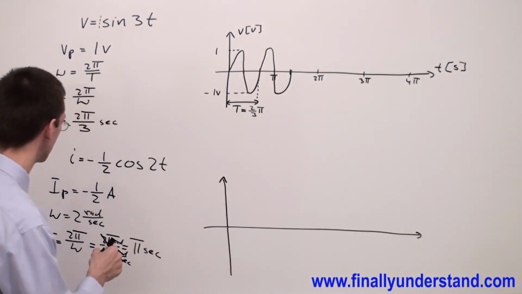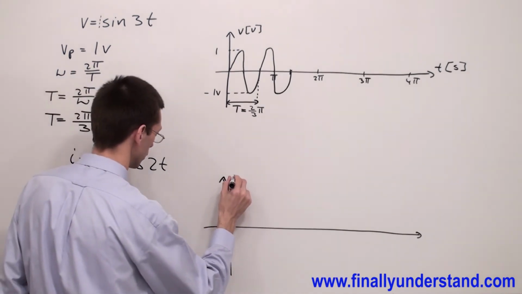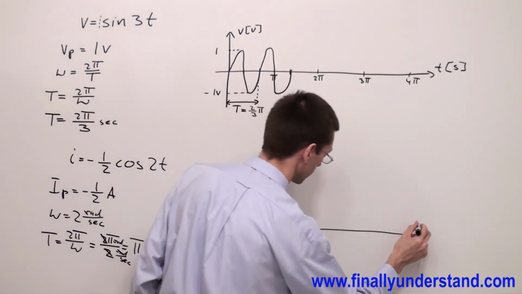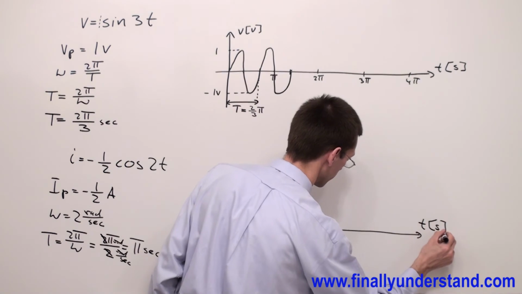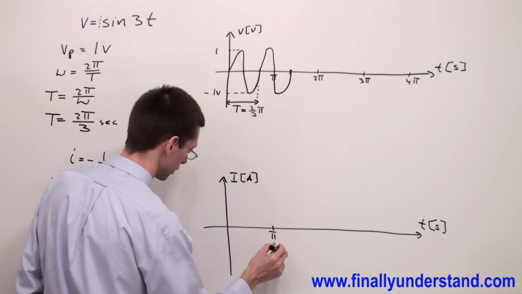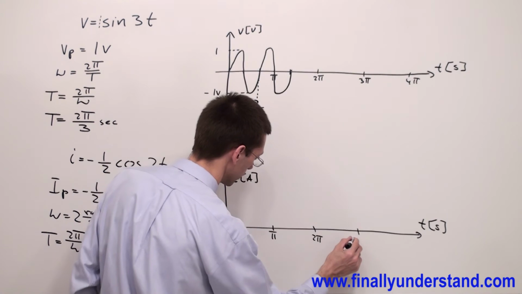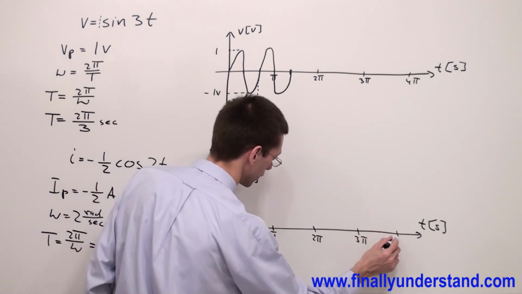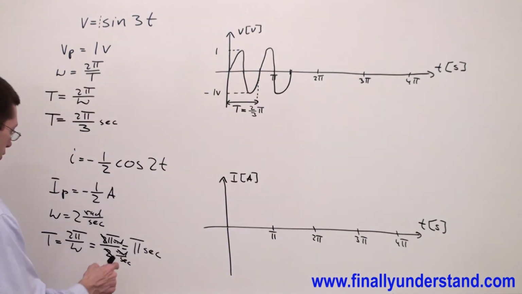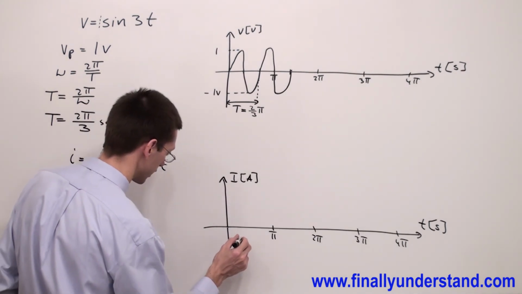Because I have an equation for current, I'm going to write current measured in amps, and I have time measured in seconds. Find pi, mark 2 pi, approximately 3 pi, and let's say 4 pi. The period is pi. I have to draw a cosine wave.